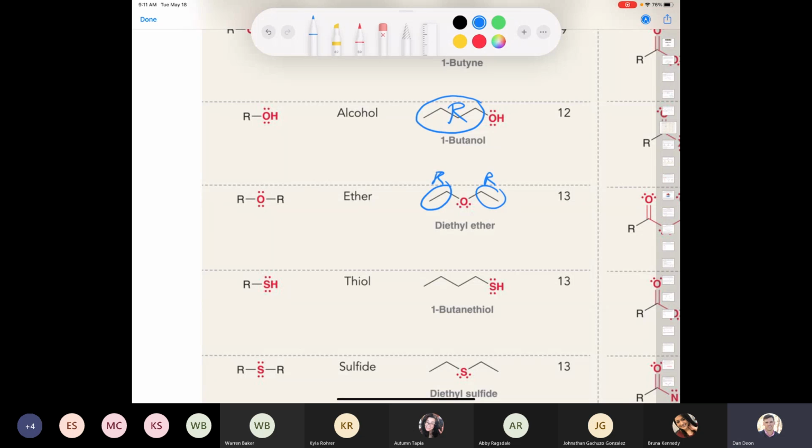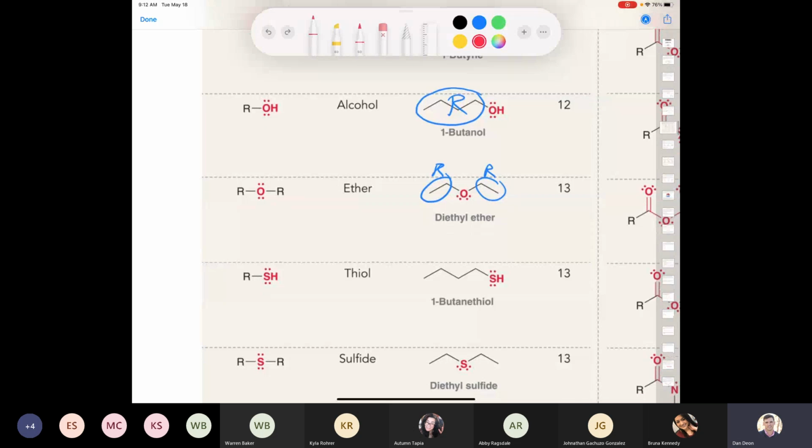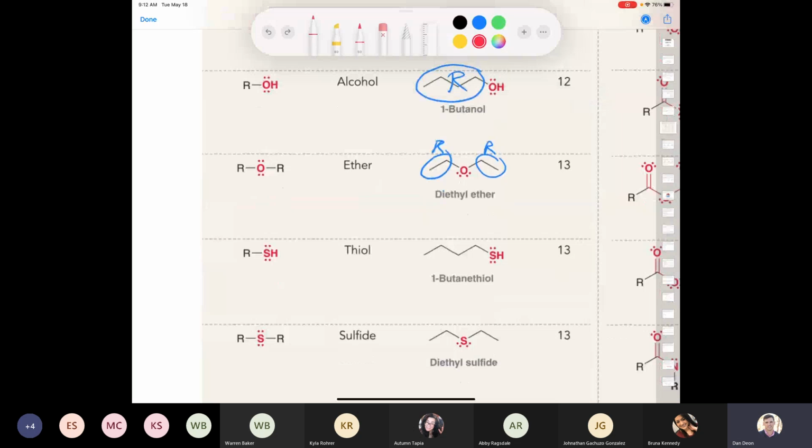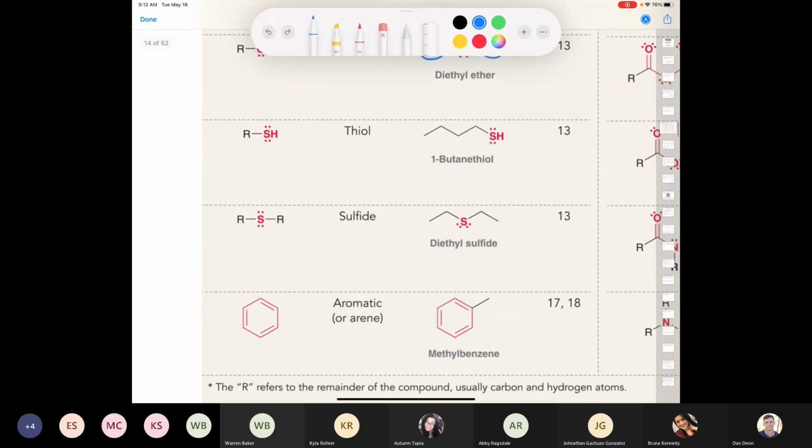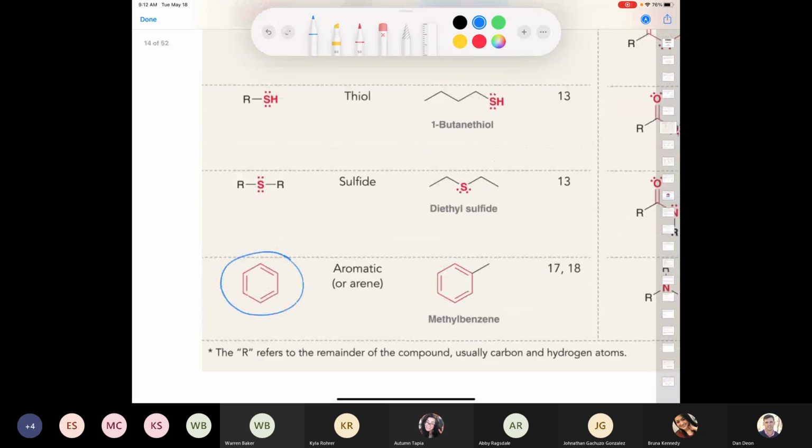The sulfur analog of an alcohol is called a thiol. If you have OH, that's an alcohol. If you have SH, it's called a thiol. Thiols are really stinky. They have horrible smells. In fact, it's hard to get graduate students to do research with thiols because they literally smell that bad. The sulfur analog of an ether is called a sulfide. So when you have a sulfur atom sandwiched in between 2 R groups, we call that a sulfide. When you have 6 carbons in a ring like this with double bonds that alternate.